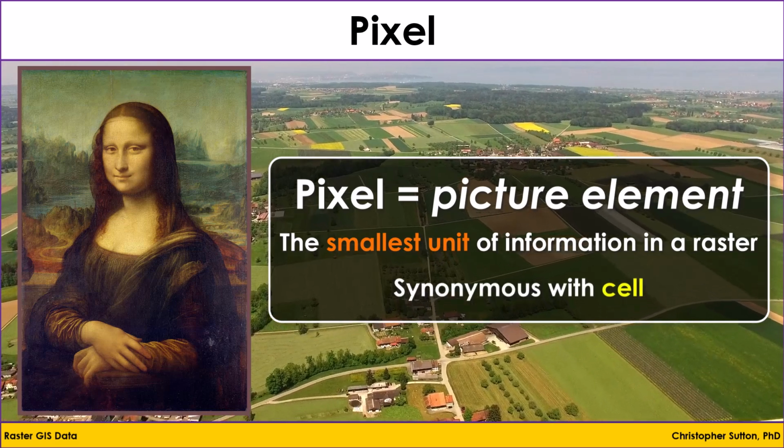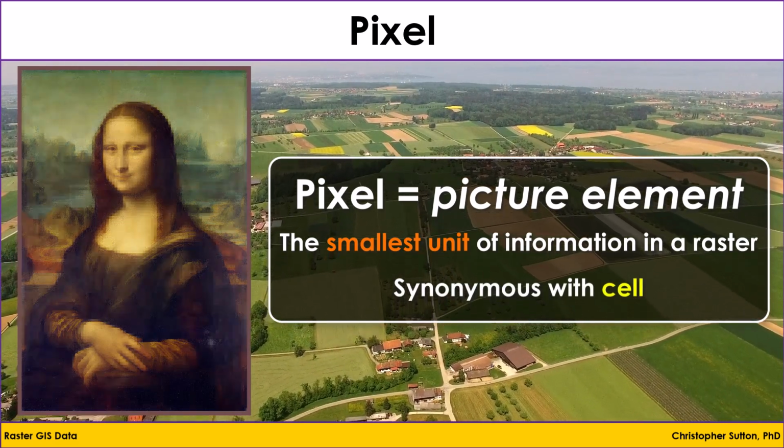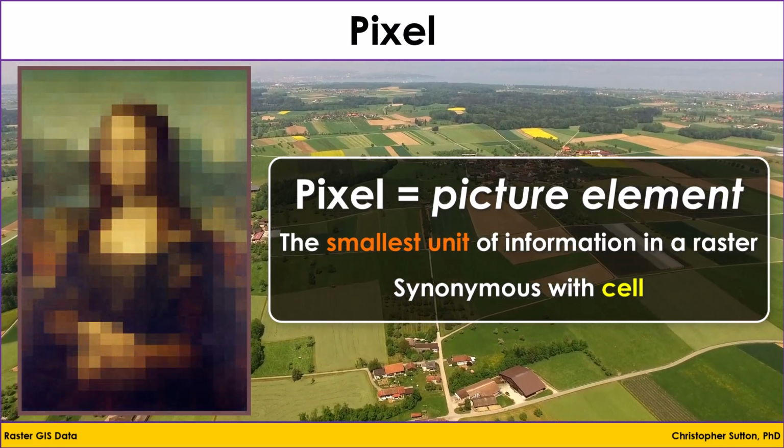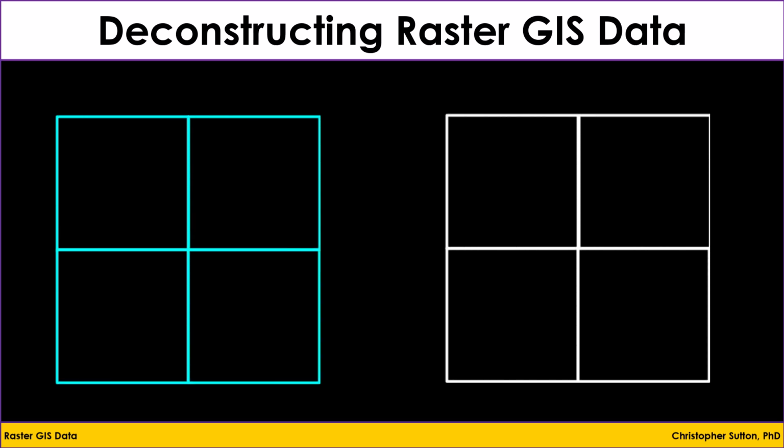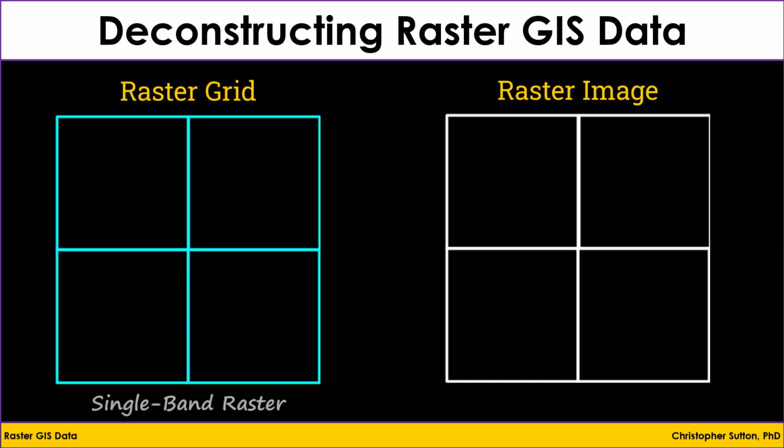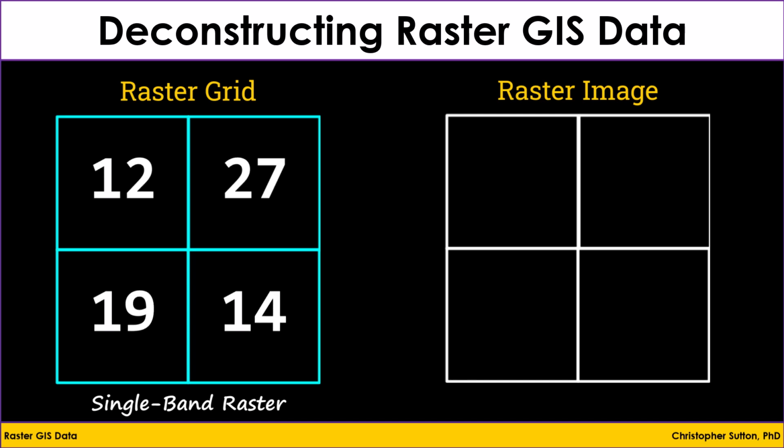We can have raster layers made up of very small pixels, very large pixels, or a pixel size somewhere in between. Let's deconstruct a raster layer by looking at how you might find information represented. Here are two types of raster layers, a raster grid and a raster image. What are the differences between these raster data types? A raster grid can be referred to as a single band raster, meaning that each cell stores a single value representing a measured phenomenon. Common examples include elevation and temperature.